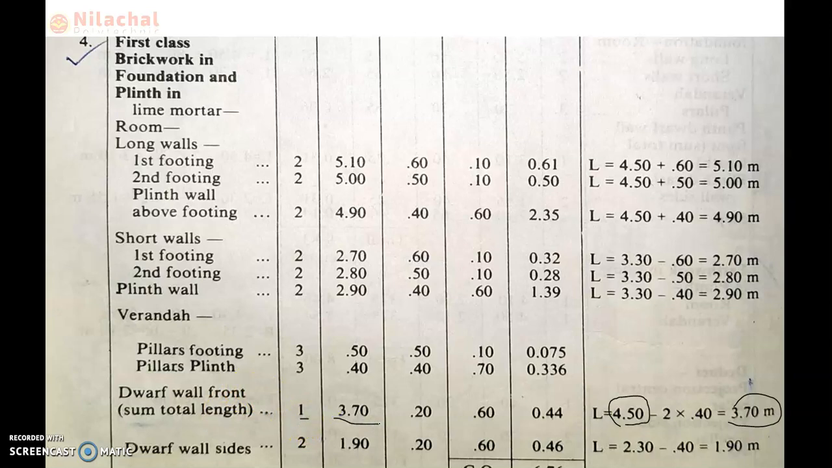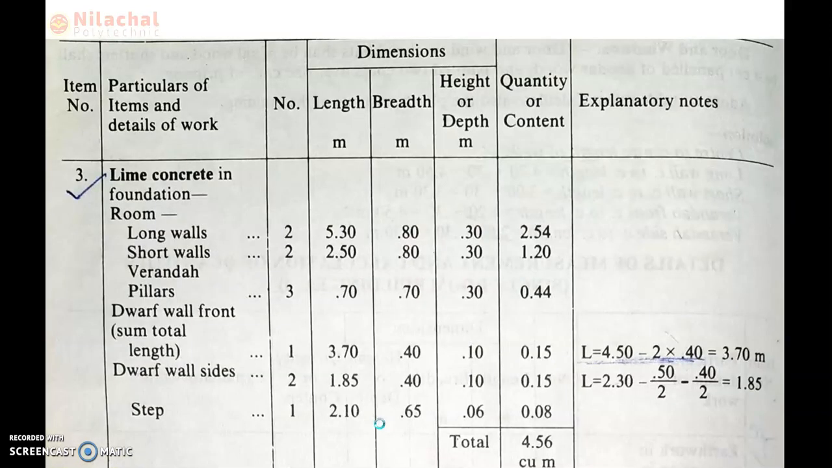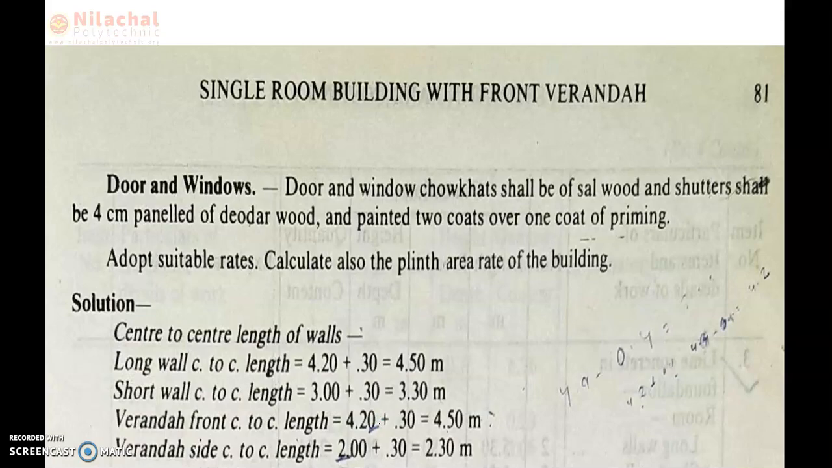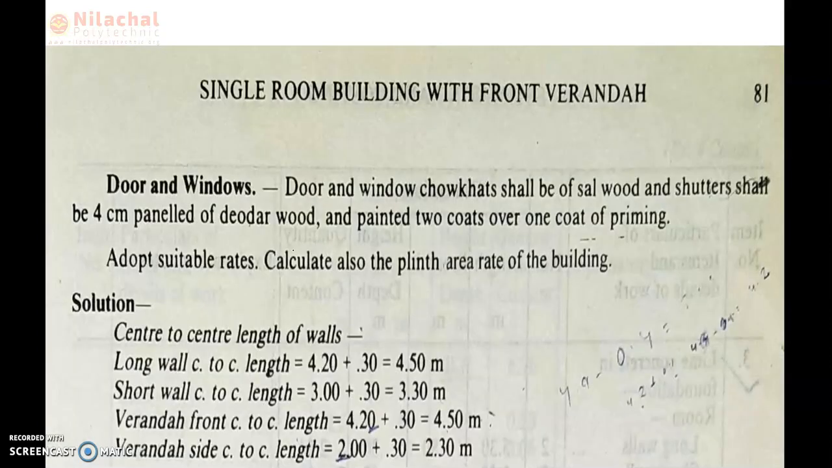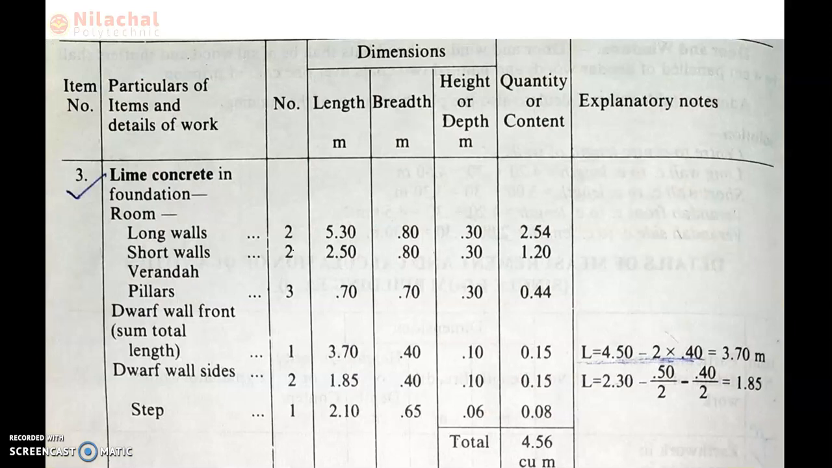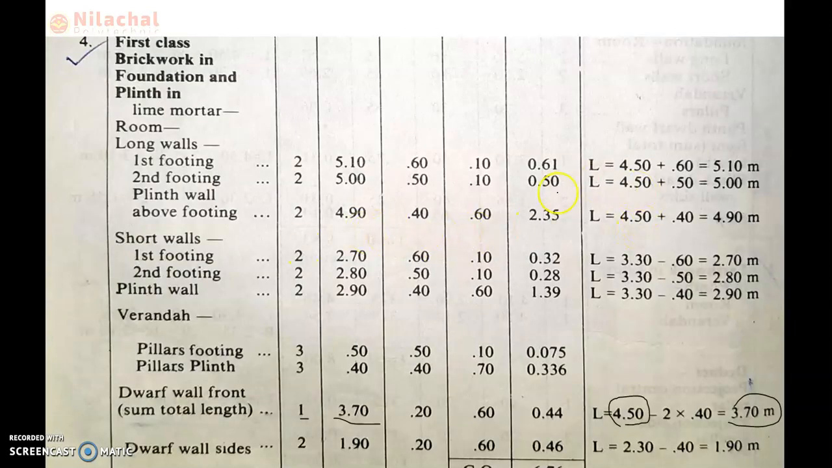What is the breadth? First we need to check the breadth. How can we check the breadth? We need to check the cross section of the veranda. Here the breadth is given as 20 centimeter, and the height is the height of the foundation below plinth level. The 20 centimeter wall proceeds from this point up to the height, which is 45 plus 15, which is 60. So the height of the drop wall front is 60 centimeter, which is 0.60 meter, and the breadth is 0.20 meter.